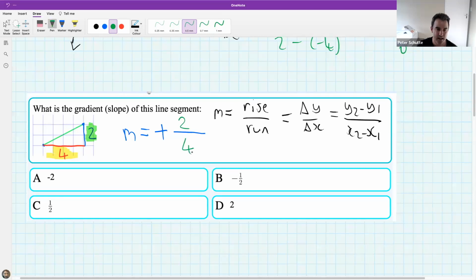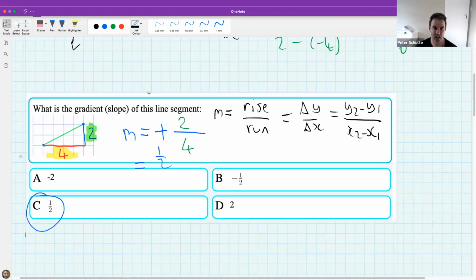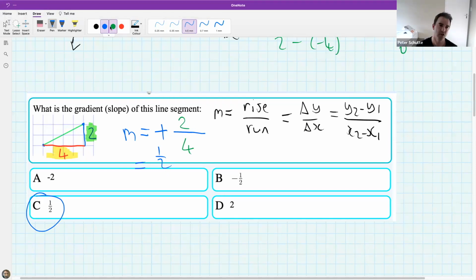So let's put that in. Is there anything here that's 2 over 4? No. But an equivalent fraction for 2 over 4 is a half. And is there a half? There it is. So the gradient here is going to be a half. And you can see this if you go 2 across, 1 up, you're on the line. And then 2 across, 1 up, you can see how the gradient of a half looks like.